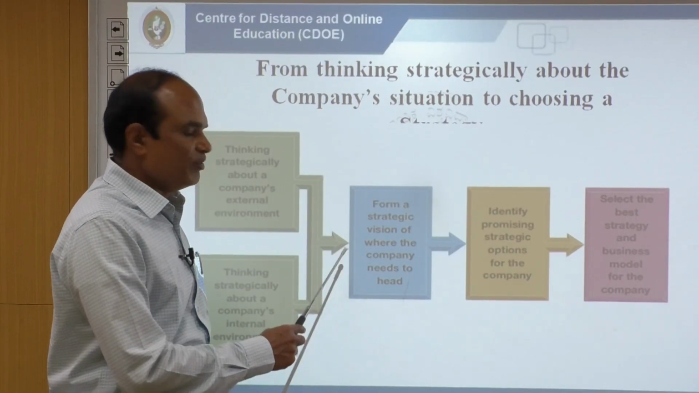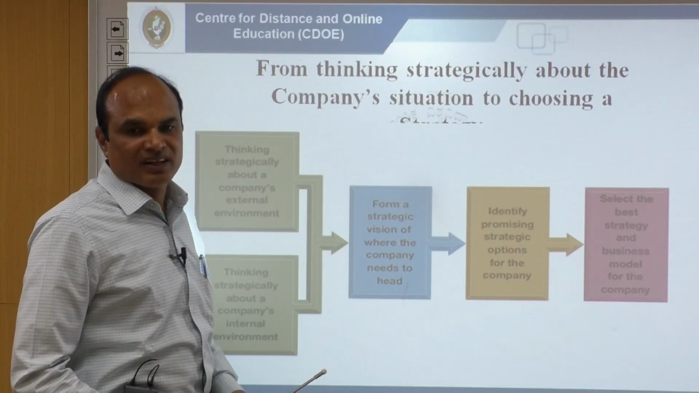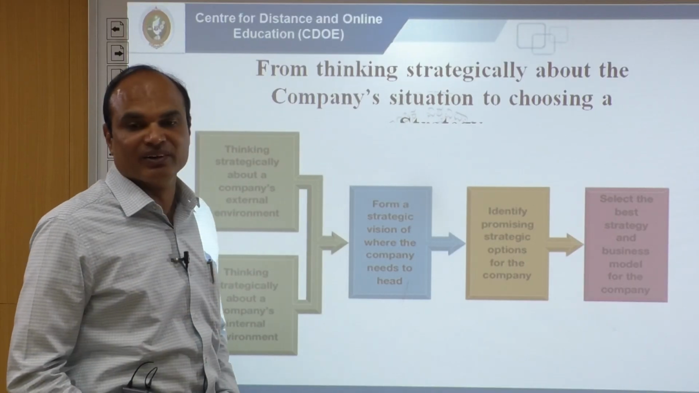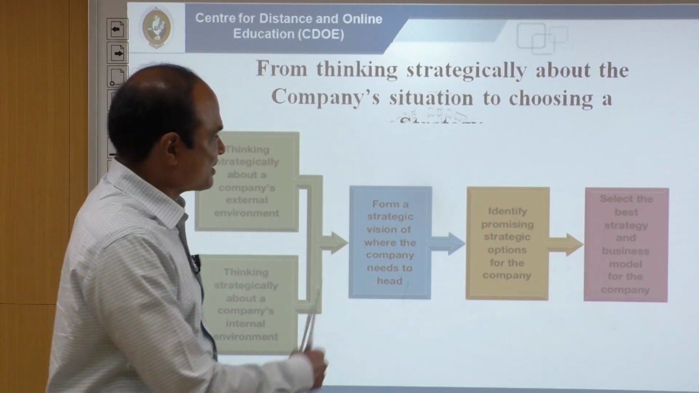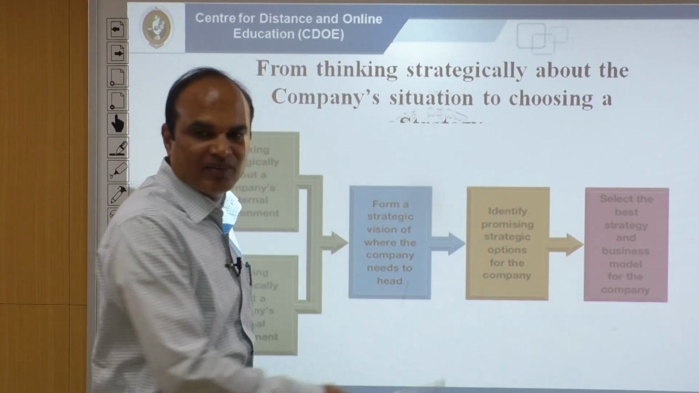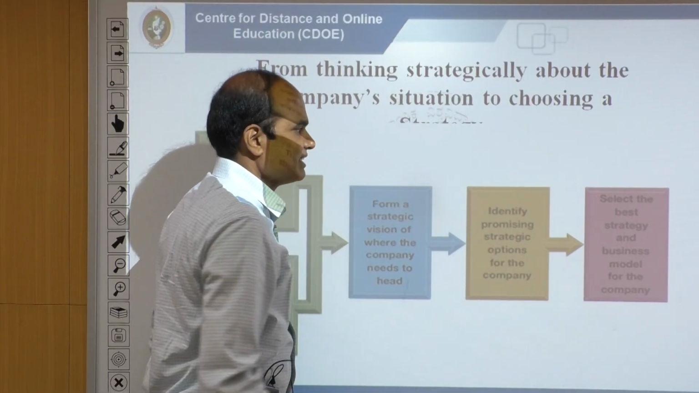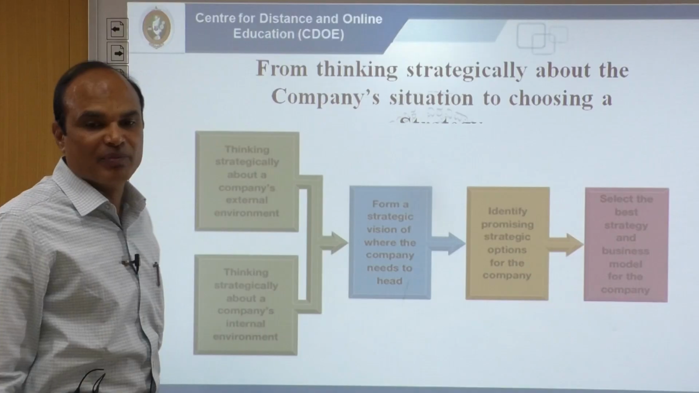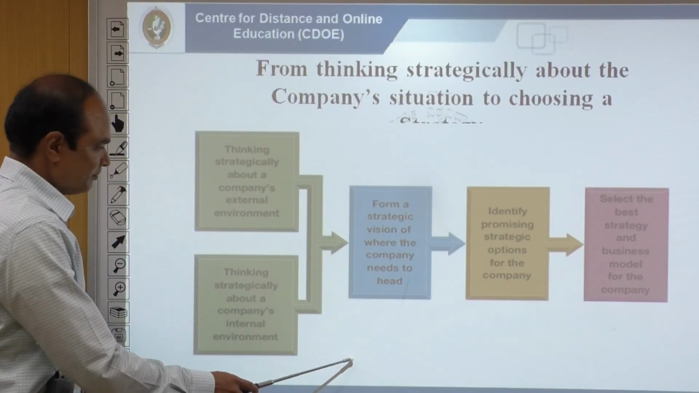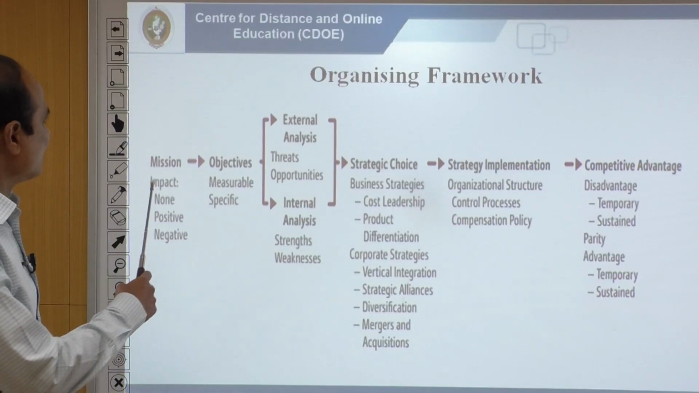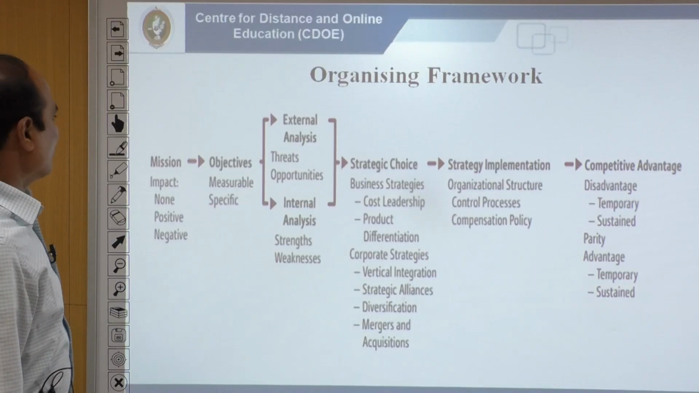The vision and mission clearly depict where the company would like to head and what it needs to do. Based on that, the organization selects the best strategy and business model that is suitable for the company. So let's understand how this organizing framework works.